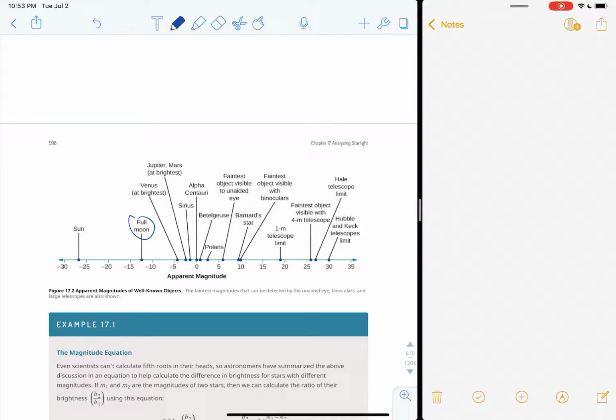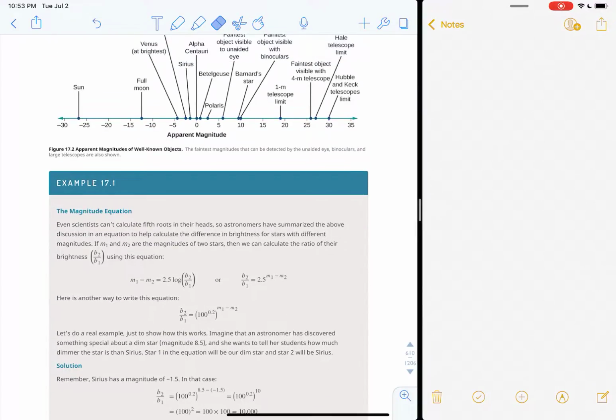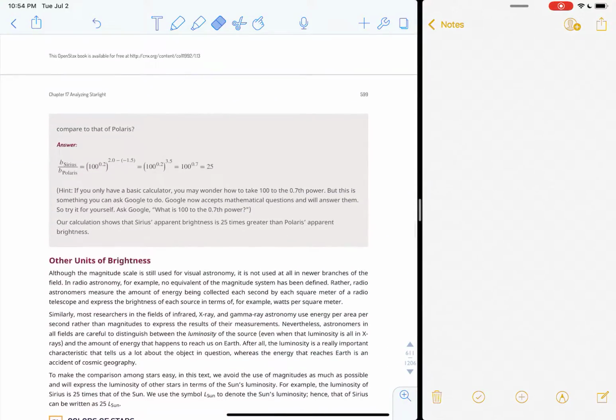So the full moon is negative, the sun is negative, Venus is negative, Sirius is negative, Jupiter is negative, Alpha Centauri is right at 0. You can see things about 6 magnitude and less. Naked eye stars are visible at 6 magnitude or less. So if you look up stars with 6 magnitude or less, you should be able to find those on a given night, as long as it's clear out.